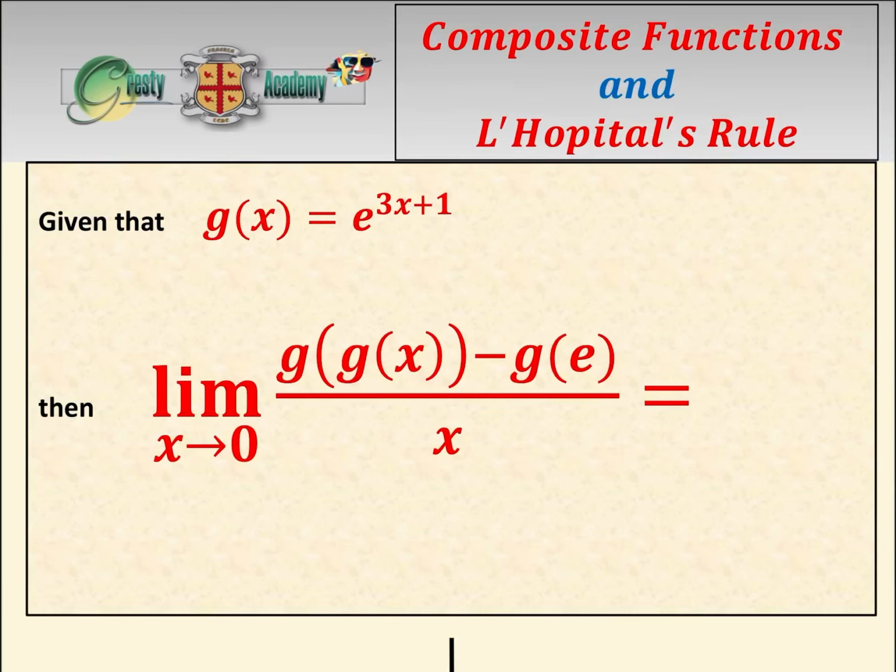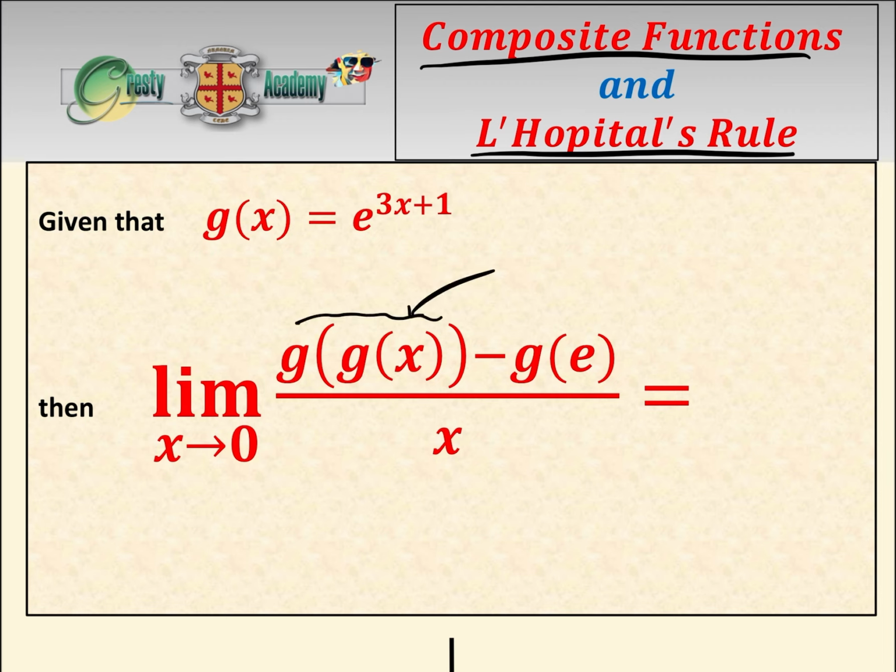This is a great question for revising composite functions, L'Hopital's rule, and in fact the chain rule. We're going to do this in two ways. The first way, we're actually going to calculate this composite function here, and the second way, we're going to avoid having to do that. The second method is actually quite a lot cleaner and better, although of course they both give the right answer. Okay, so let's have a look here.